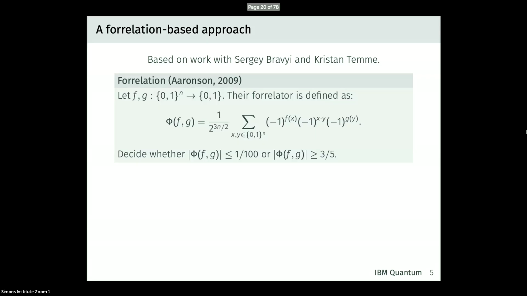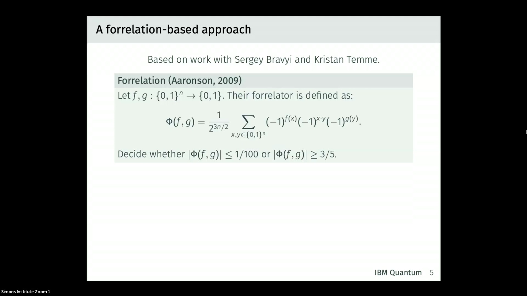So this approach is based on a very interesting problem from 2009 called Forrelation, which Scott introduced. So this problem is as follows. Suppose you're given access to two Boolean functions, f and g. And what you basically want to determine is how correlated f is to the Fourier transform of g. So this boils down to computing this quantity, this seemingly ugly-looking sum over here.